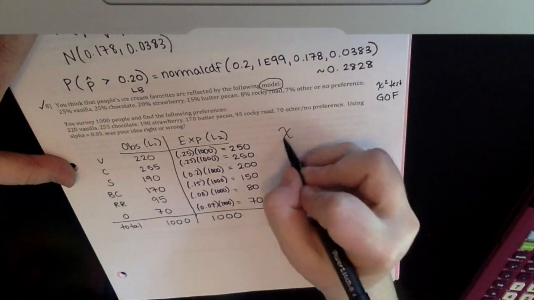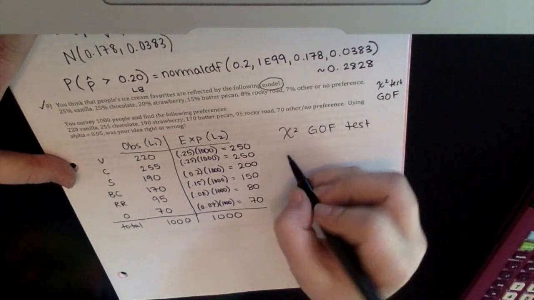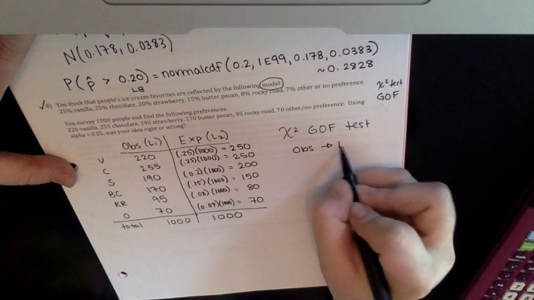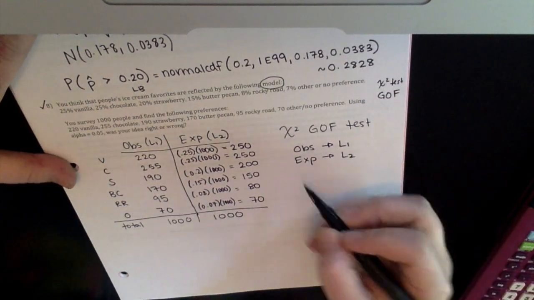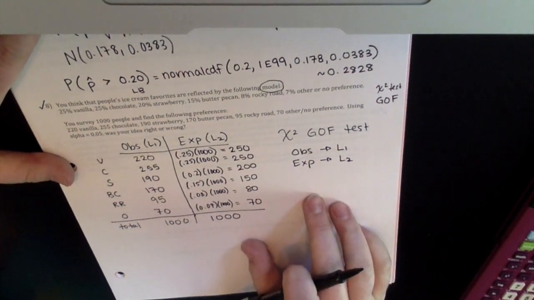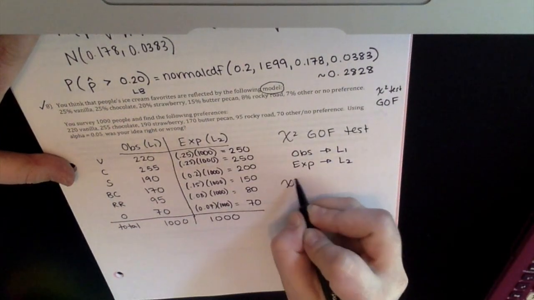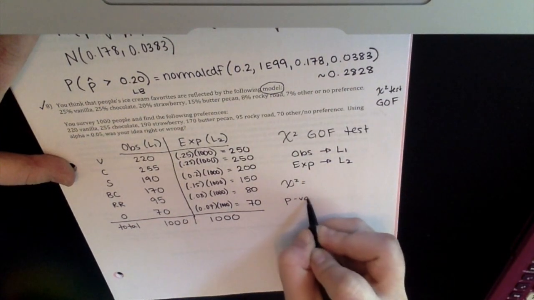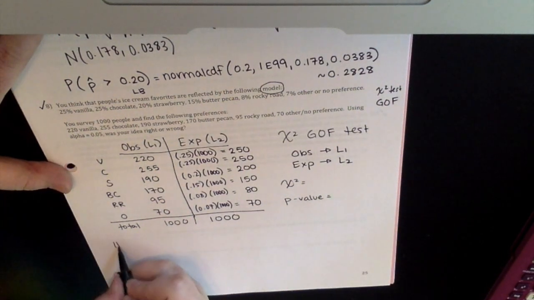So this is a chi-squared GOF test where we put the observed into L1, expected into L2, and we run the test on the calculator. If that's an old calculator, you have the steps in the notes. If that's a new calculator, you can follow my steps. We're going to end up with a chi-squared and a p-value to make our conclusion. But over here, I'd like to write the hypotheses in words.